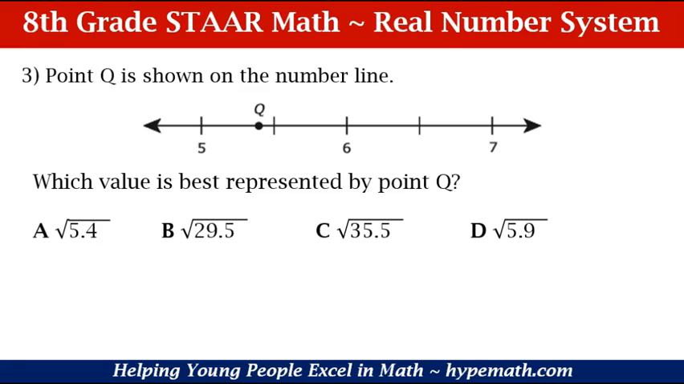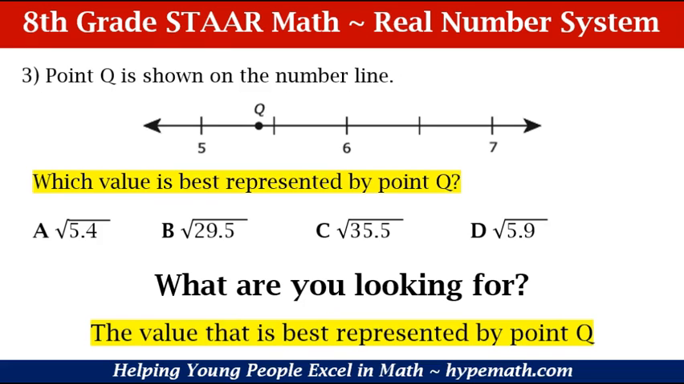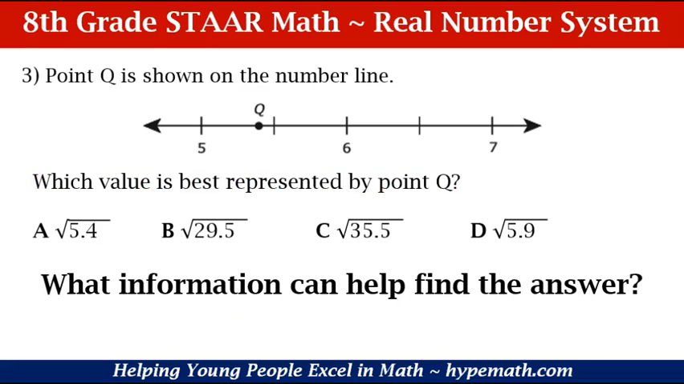A is square root of 5.4, B is the square root of 29.5, C is square root 35.5, D is square root 5.9. Of course, I've already answered the question, but let's say it again because it's an important question. Before we solve a problem, we must know what we are looking for. And we are looking for the value that is best represented by point Q. What information can help us find the answer?